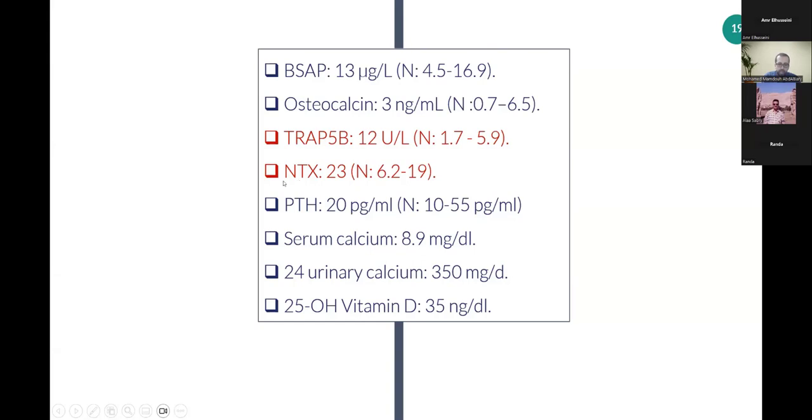The TRAP5b and the NTX as bone resorption markers were within the normal range, or the TRAP was slightly elevated. Maybe the NTX was slightly elevated. The PTH was normal. Serum calcium was normal. Vitamin D was normal. She had a bit of hypercalciuria, but I think if we corrected it for age, it would be normal calciuria.